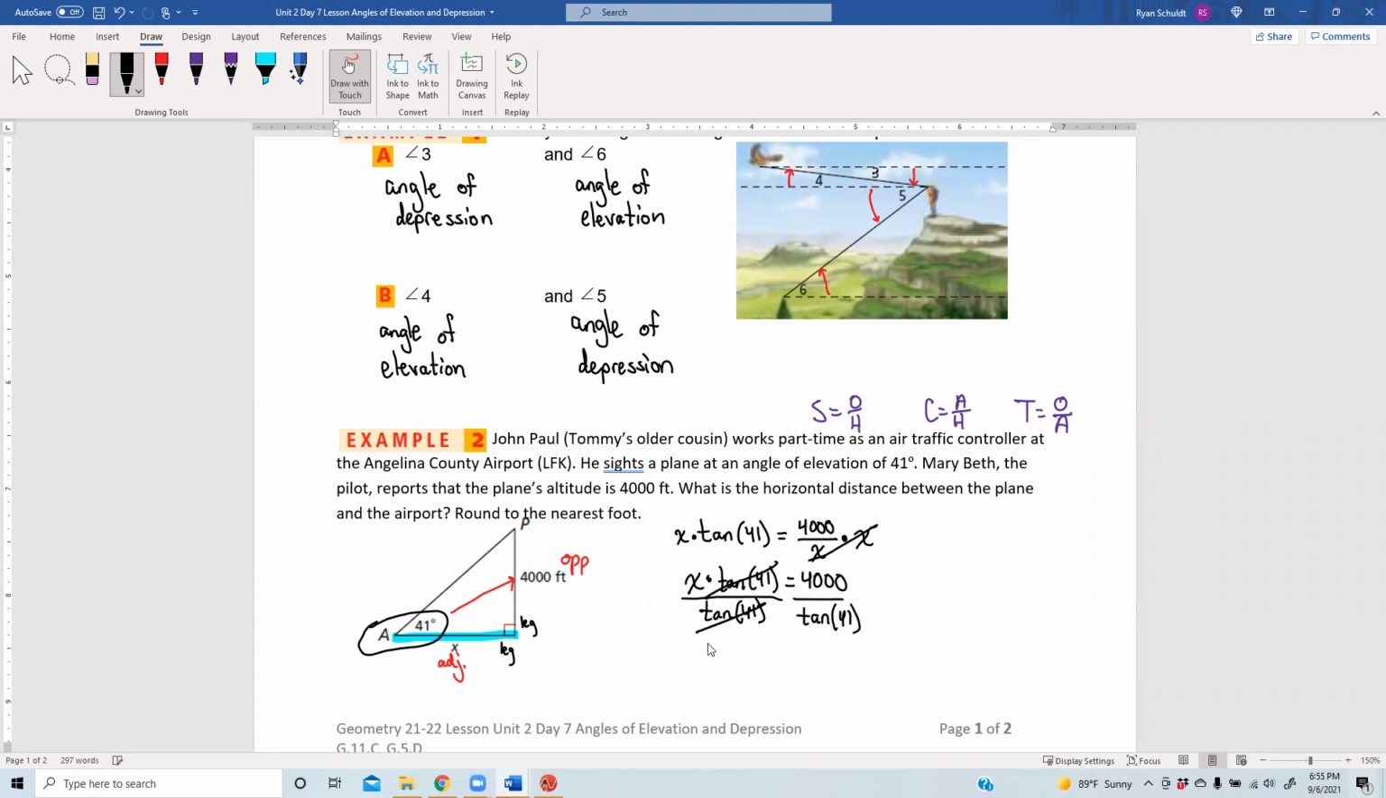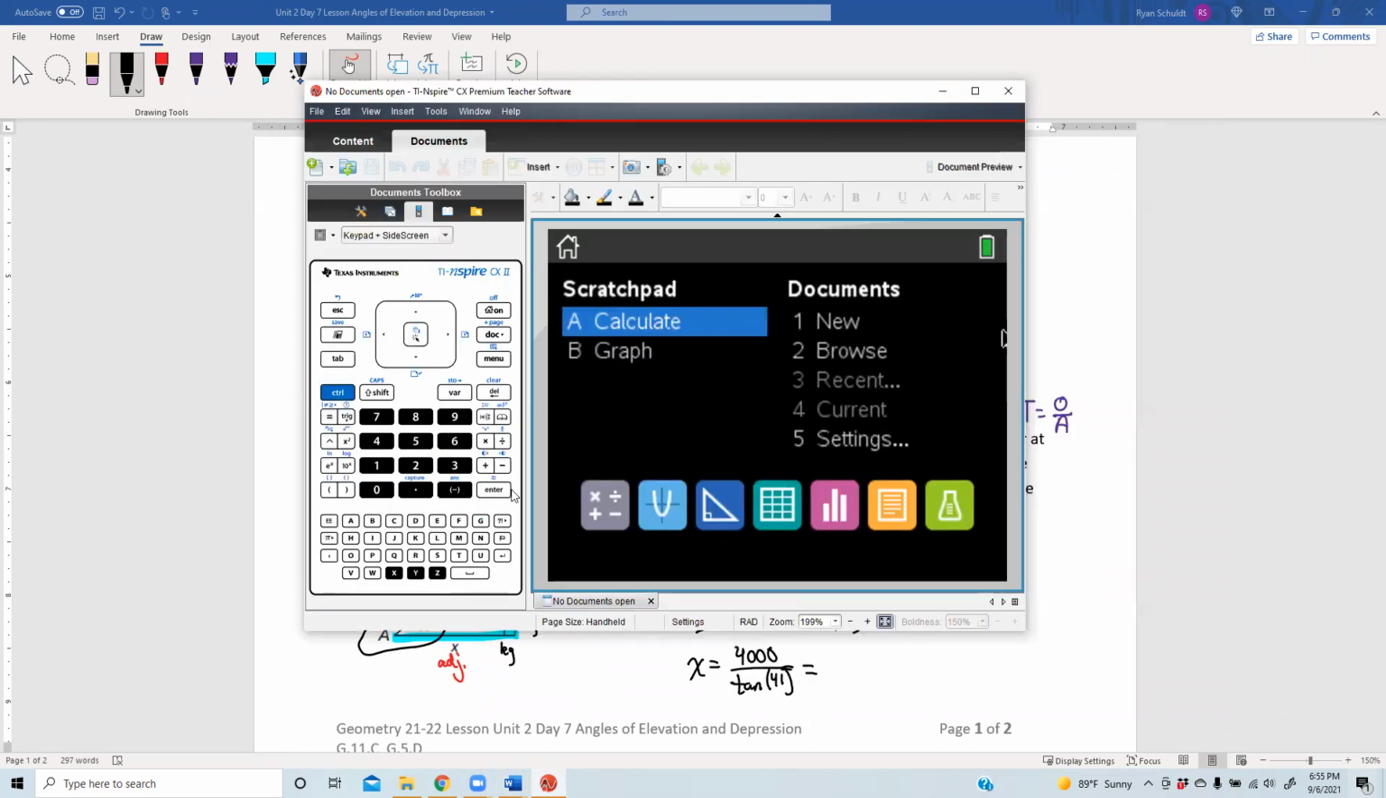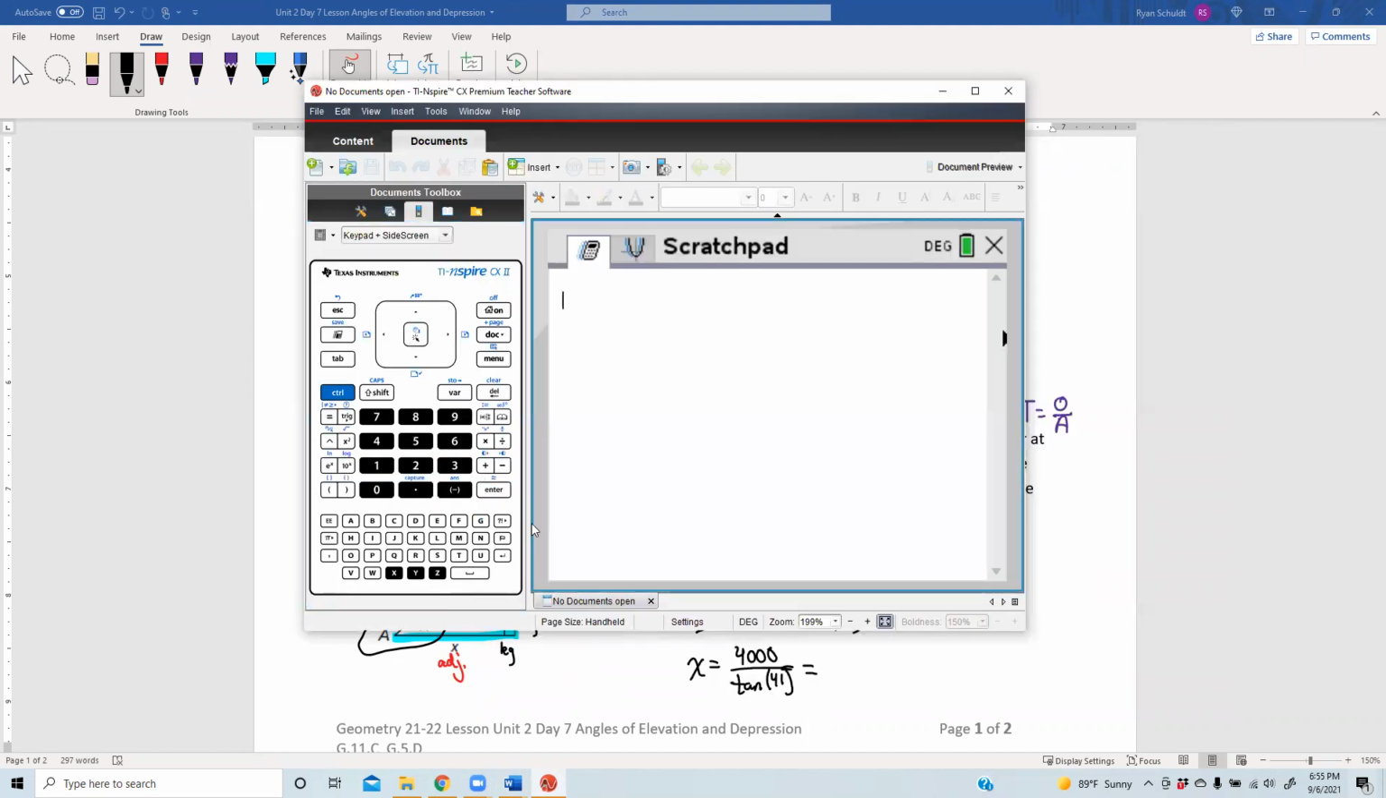Those cancel. We get x equals 4,000 over the tangent of 41. At this point, we can type it in the calculator. So remember, your calculator needs to be in what kind of mode? Degree mode. I check mine and I see mine is in degree mode, so I'm good.